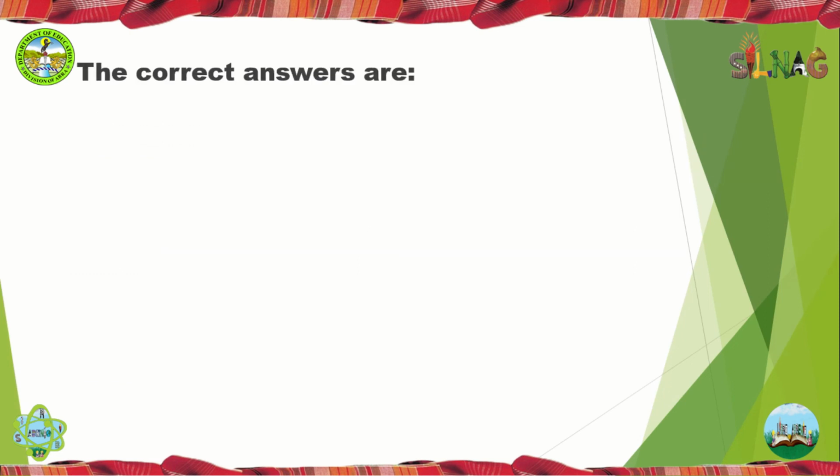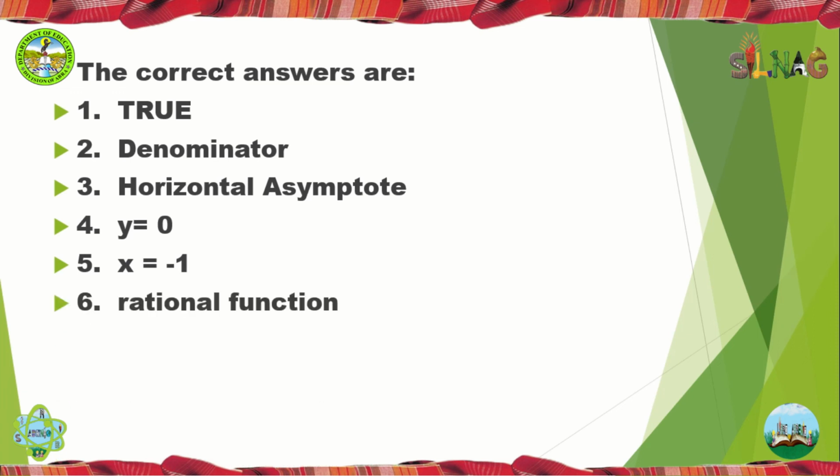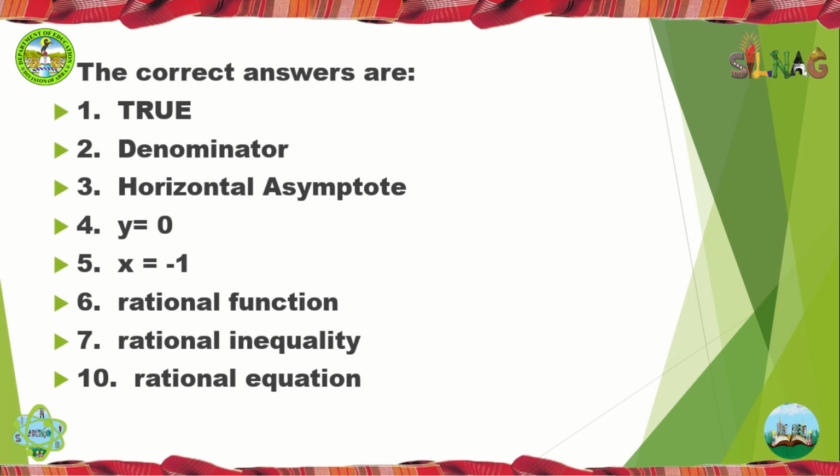Very good. The correct answers are number 1 is true, number 2 is denominator, number 3 is horizontal asymptote, number 4 y is equal to 0, number 5 x is equal to negative 1, number 6 rational function, number 7 rational inequality, and number 8 rational equation.